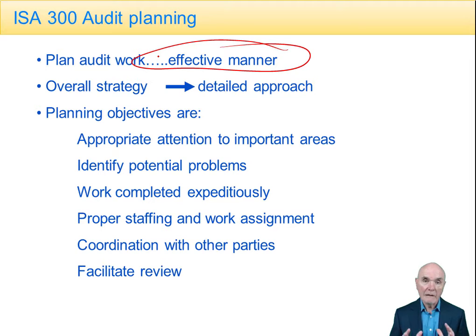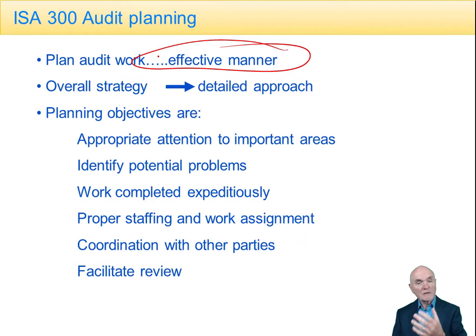Planning will look at the overall strategy, which could be, in a well-organized company, are we going to pretty much rely on internal control and only do a little bit of substantive testing? Or have we decided that the company is a mess, a shambles, no good internal control, and really our overall strategy is going to have to go in and do an awful lot of substantive testing.